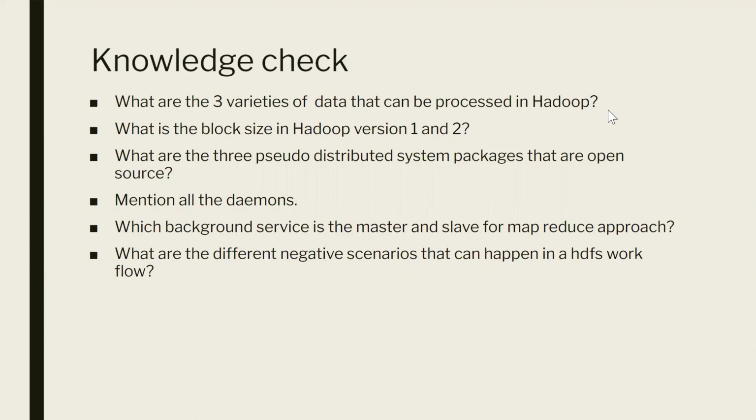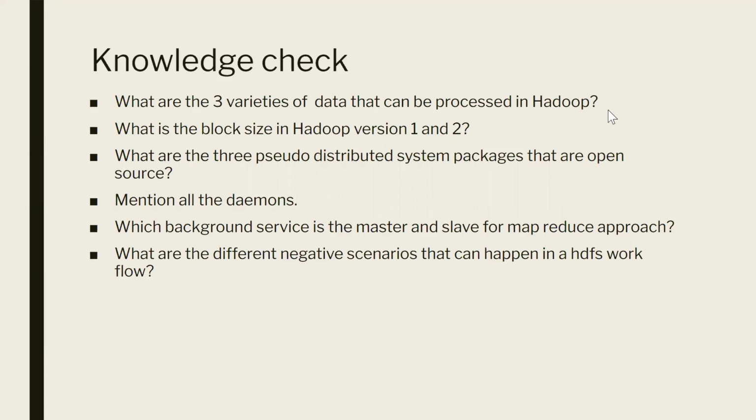Name node, data node. What else? Job tracker is there. Task tracker. These are daemons. Yes. Then the other names of these are resource manager, node manager. Correct. Then you forgot secondary name node. Yes. SNN, secondary name node.